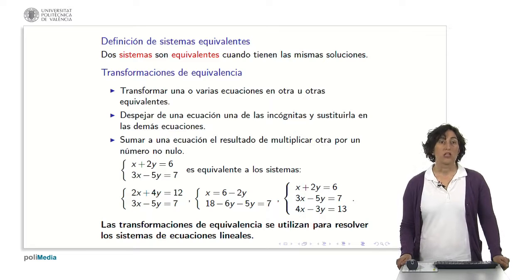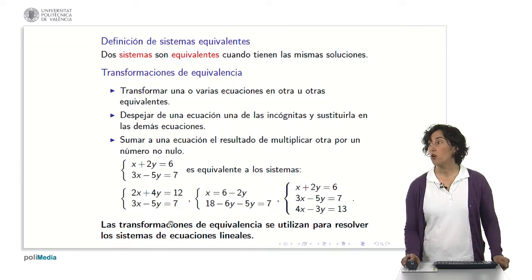So what are the ones we know? For example, transforming one or several equations into other equivalents. For example, the system x + 2y = 6, 3x - 5y = 7 is equivalent to the system 2x + 4y = 12, 3x - 5y = 7. Because we have transformed the first equation into an equivalent equation, a result of multiplying 2 times the whole equation. Then, that would be a way of building an equivalent system.